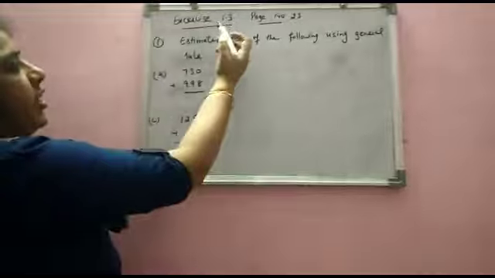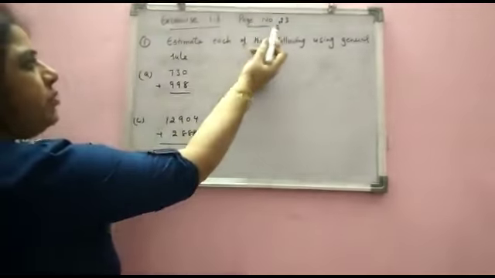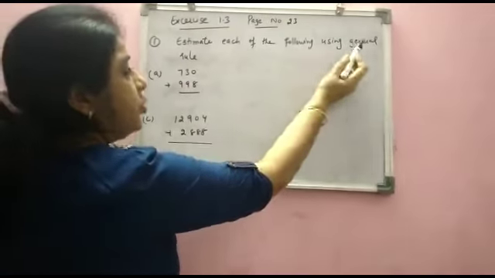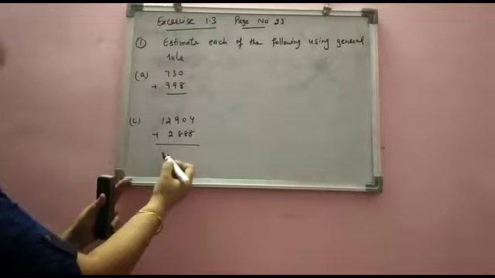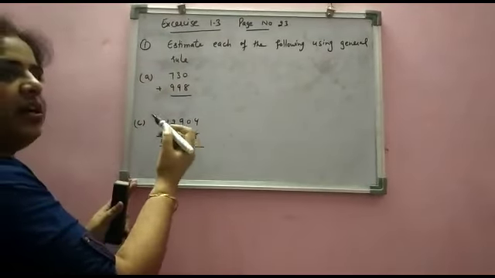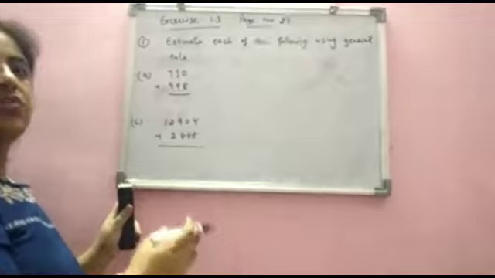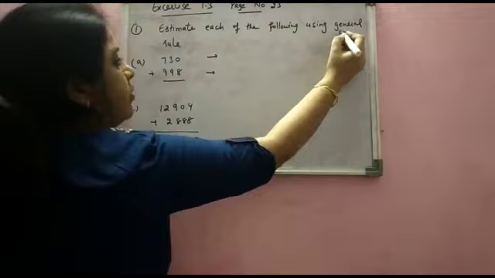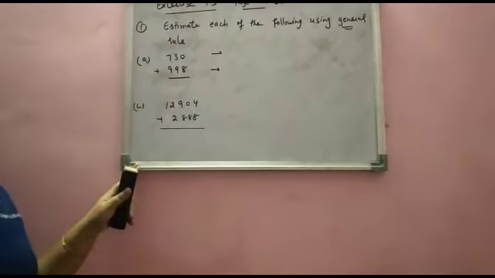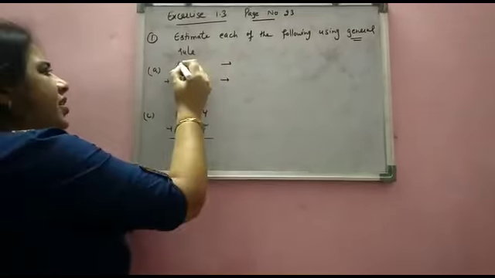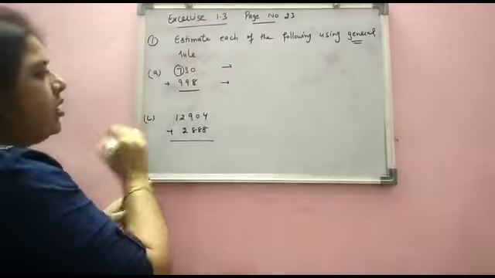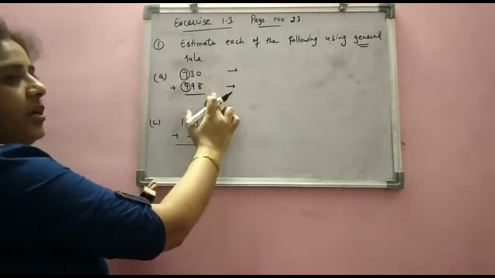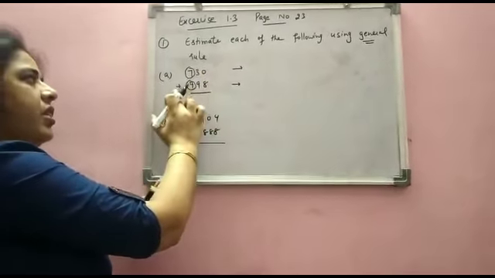Now students, here we are doing exercise 1.3, page number 23, and the first question is estimate each of the following parts using the general rule. First and third part I am going to discuss with you. B and D parts are your homework. Do it yourself and we will discuss the answer later. Now see, general rule means each number will be estimated at its own greatest place. What is the greatest place for this number? 100. What is the greatest place for this number? 100. So both numbers will be estimated first at the 100 place and then added.